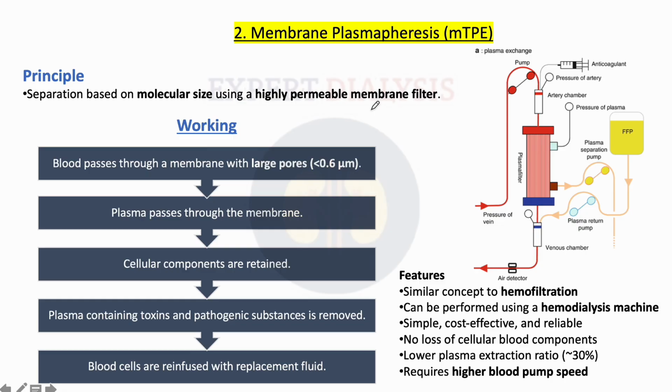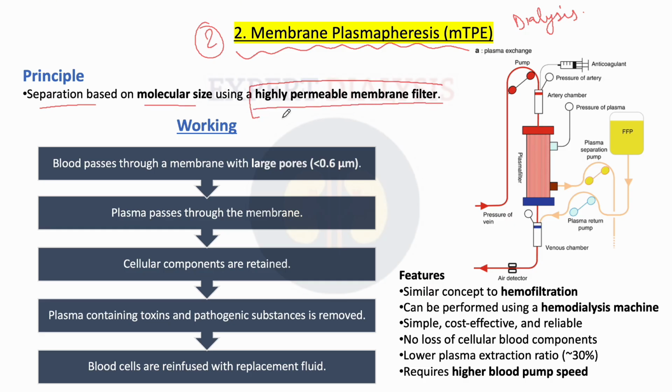Moving ahead to membrane plasmapheresis, the second technique that we are going to discuss. It is mainly used in our dialysis unit. It is based on separation by molecular size using highly permeable membrane filters. These are the filters we generally use in dialysis, and we call them plasma filters. They are highly permeable membrane filters.